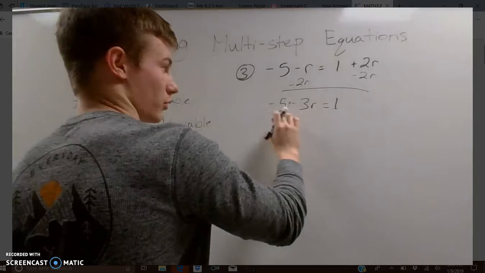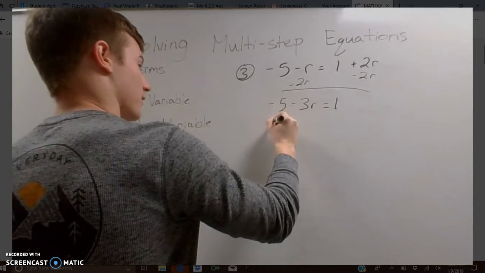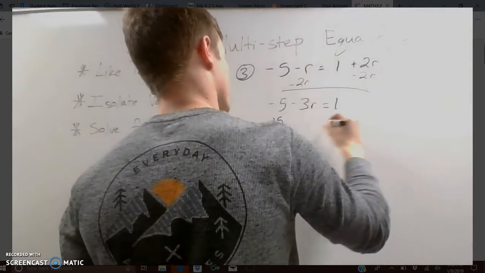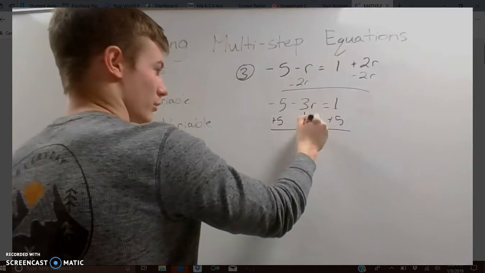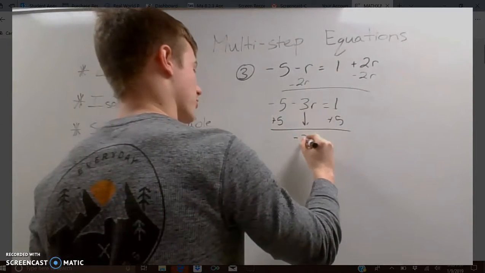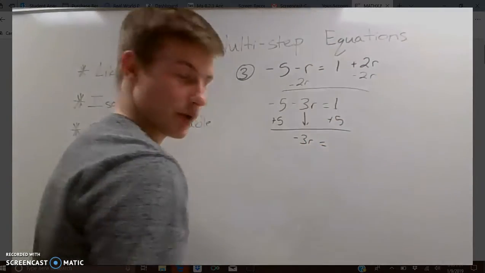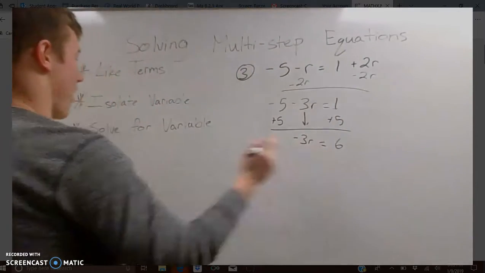Next step, we want to get our 5 and our 1 together on the same side. So we're going to add the 5 over to the other side. Add the 5 over. Negative 5 plus 5 is 0. We're going to bring down our negative 3r equals 1 plus 5 equals 6. So we have our like terms on the same side.